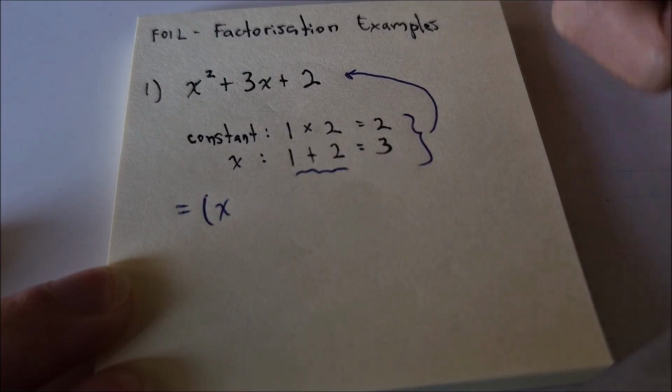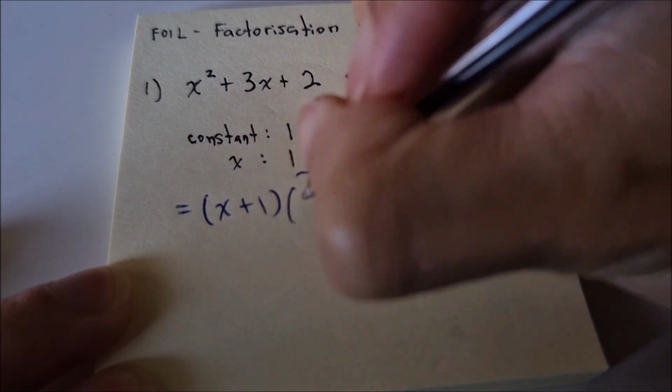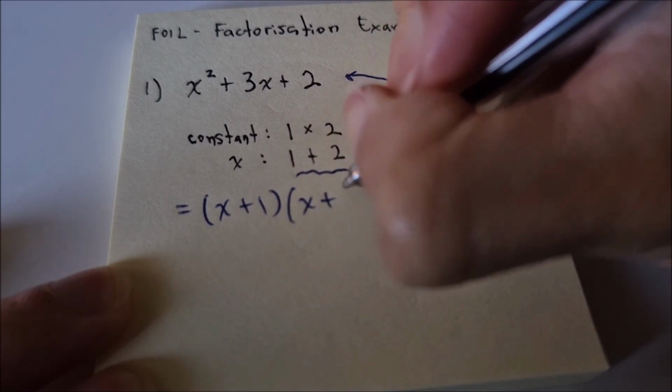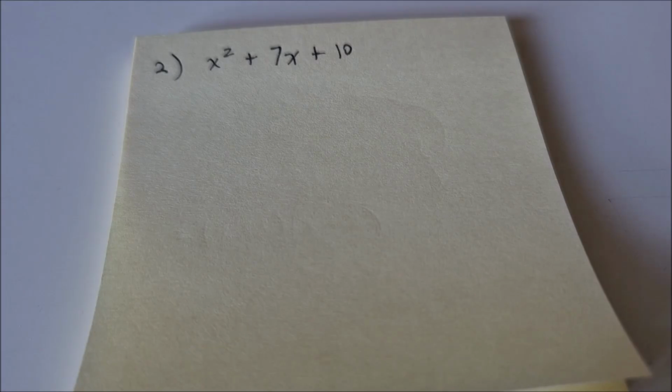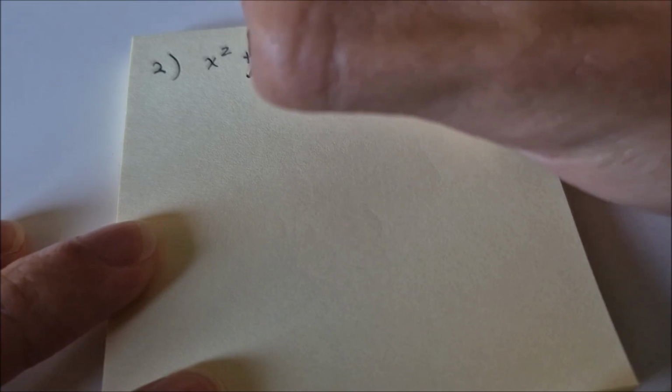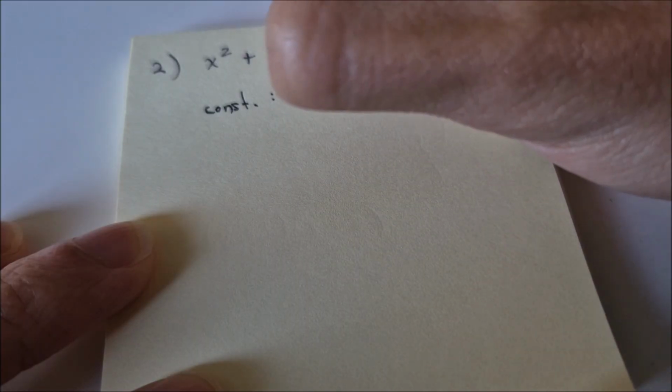This simply just x plus 1 times x plus 2. Let's do a slightly trickier one. What if I have x squared plus 7x plus 10? So starting off, constant as 10.